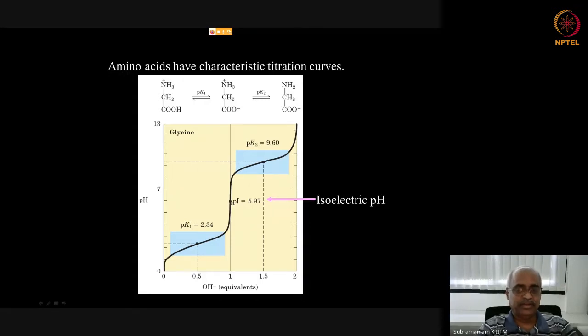The midpoint of that, where the positive and negative charges are equal, is what you call the isoelectric pH. So isoelectric pH is the pH at which the total charge is 0. So the molecule is in this form. So this applies to amino acids, but since proteins have multiple amino acids, it applies to proteins as well.